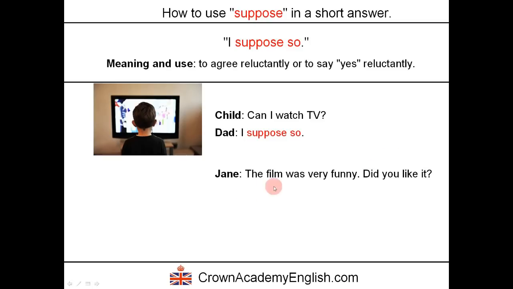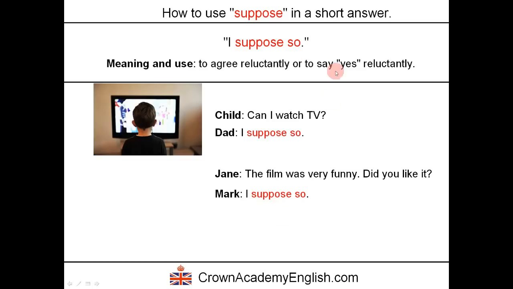Jane says, "The film was very funny. Did you like it?" Okay, so Jane clearly liked the film. And Mark replies, "I suppose so." So Mark says yes. He agrees reluctantly. So honestly, he didn't really like the film. He says, "I suppose so," but in reality, he didn't really like it.